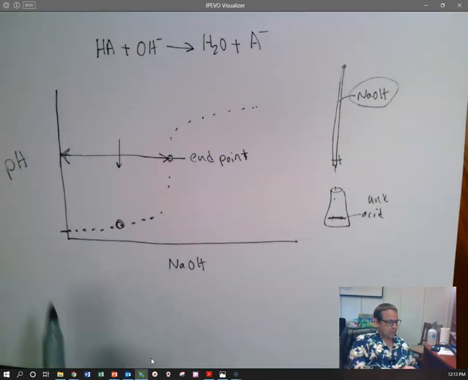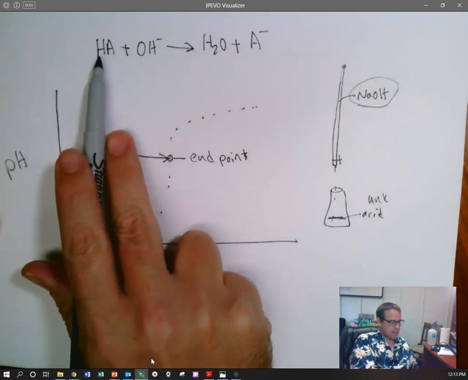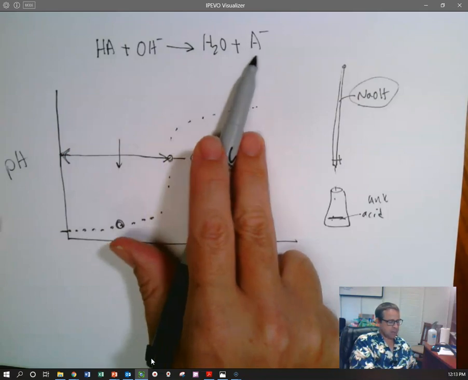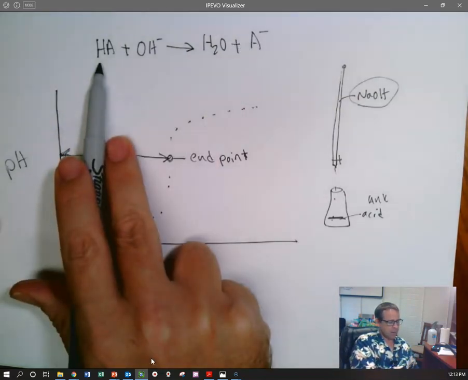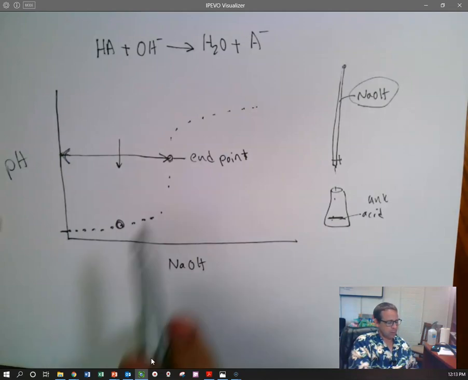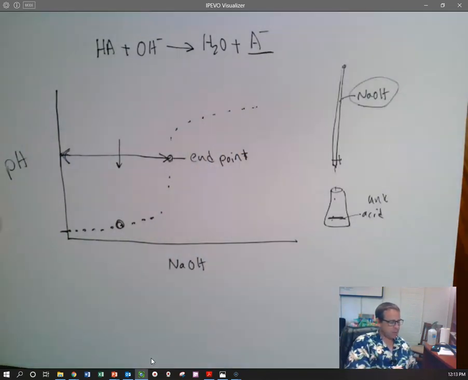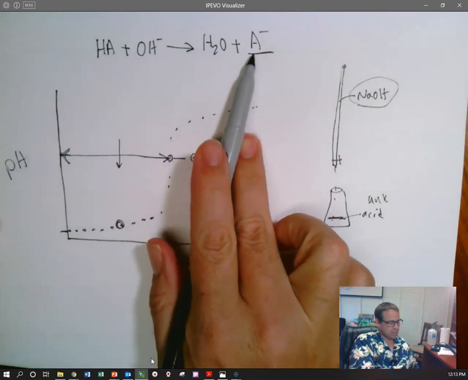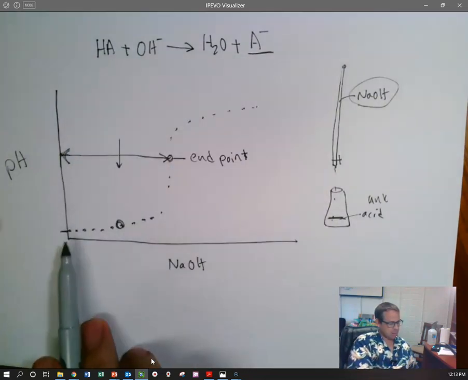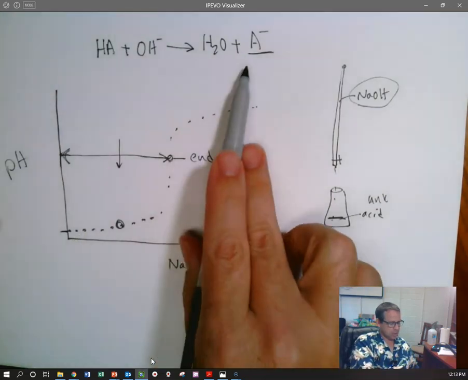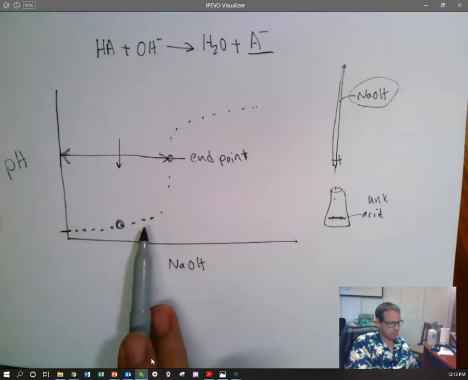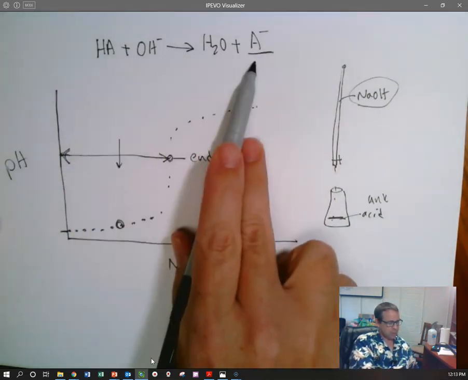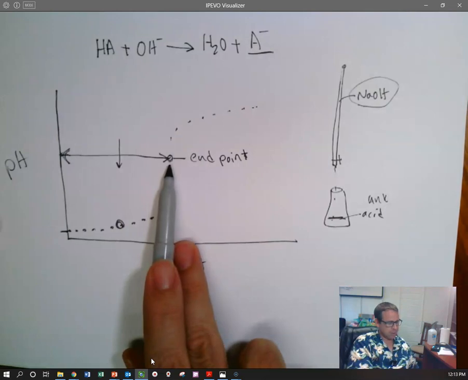Okay? So as the hydroxide is added, the hydrogen from the acid is removed and leaves behind the rest of our acid without the hydrogen. We call that the conjugate base. We haven't introduced that term, but that's what we call that. The conjugate base's concentration increases as you add more and more base. And when you get to this point, all of the HA is gone, it's all been converted to A minus, right, at this end point.